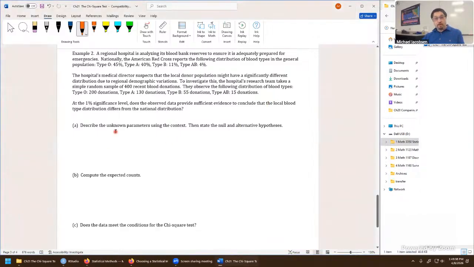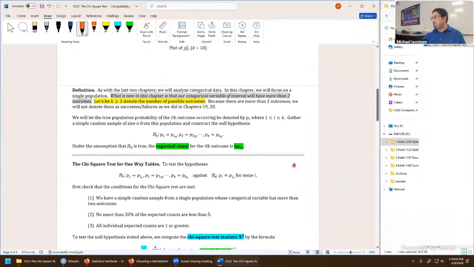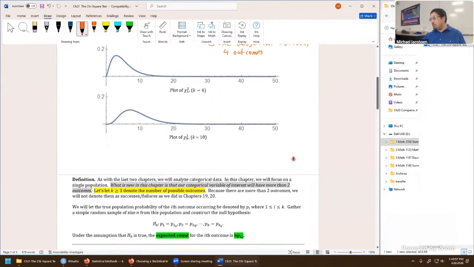The problem will ask us for the parameters, very similar to what we just did, but the null and alternative hypotheses, that step goes a little bit different. So that's what we're going to focus on next. What are the actual null and alternative hypotheses for the chi-square test? That takes us to this part of the notes.